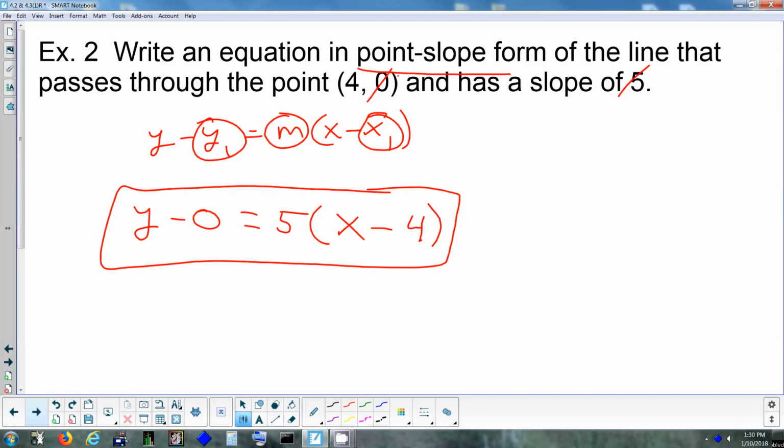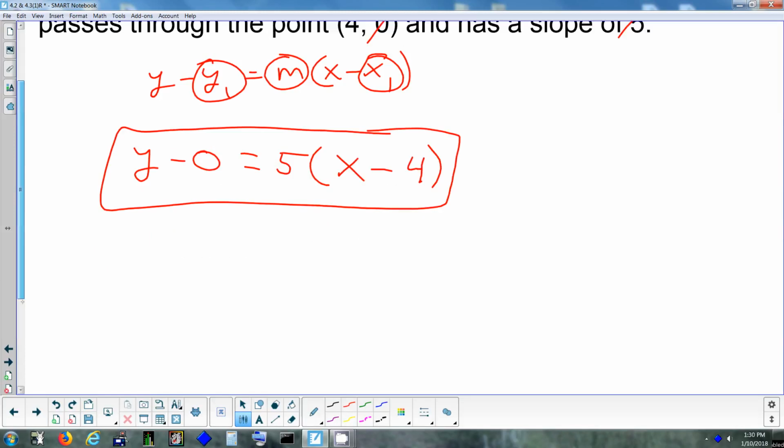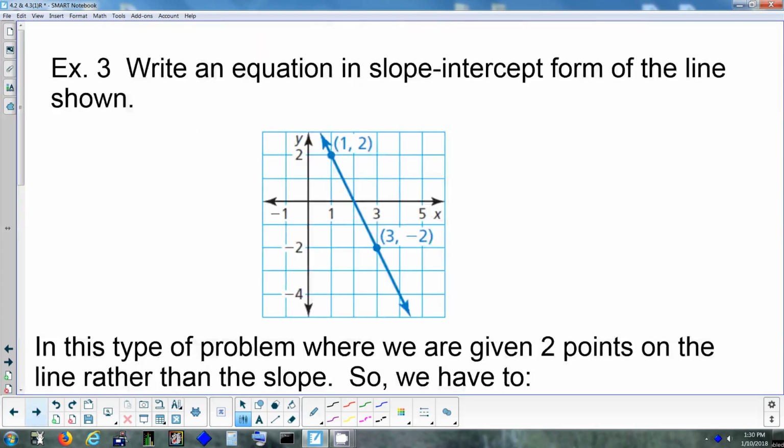Okay, guys, any question on example 2? No, I like this stuff better than what we did last time. All right, let's look at the next one. Are those two coordinates the same as what's on your sheet? Yeah. 1, 2, okay.